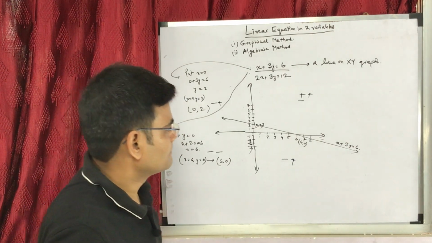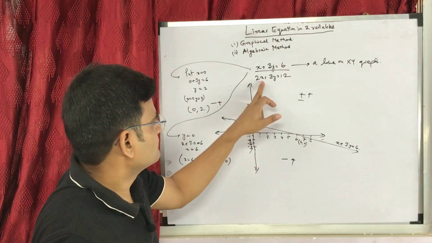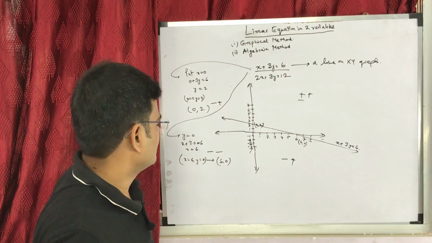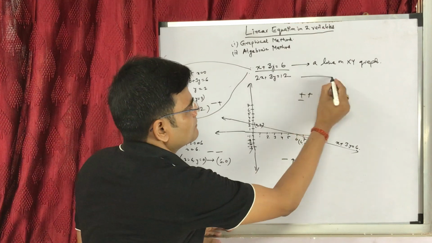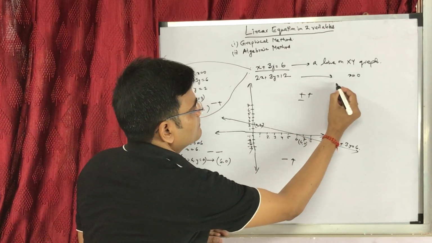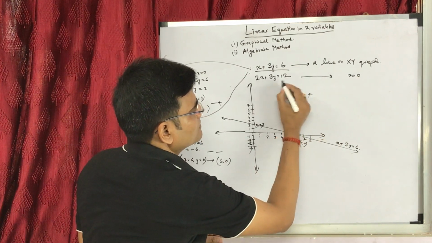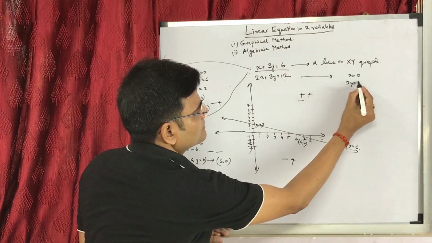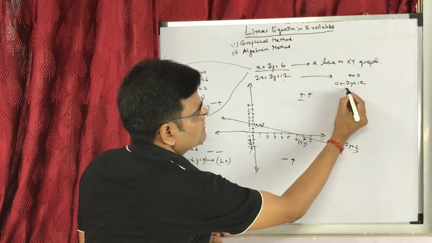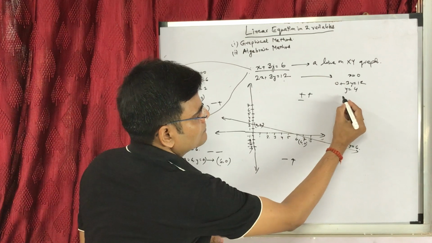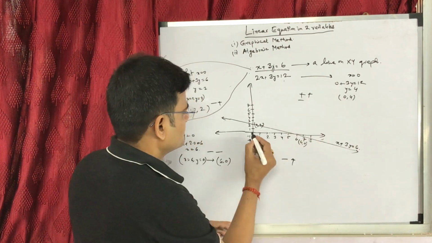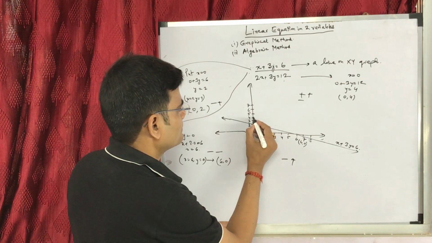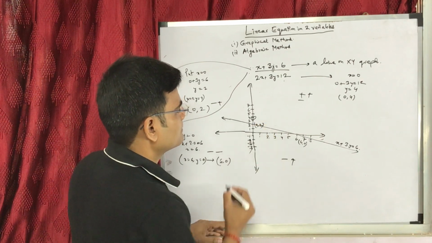Draw another line for the second equation, 2x plus 3y equals 12. So put x equals 0. From here you get 0 plus 3y, so 3y equals 12, y equals 4. So the coordinates are x 0, y 4, that is 0, 4. So this is one point.